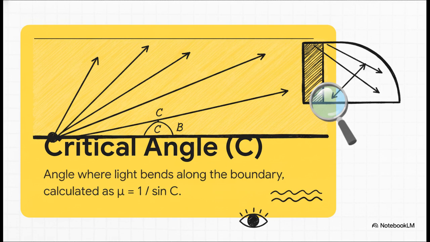This brings us to a super fascinating threshold called the critical angle, or C. This is the exact angle of incidence where light, trying its hardest to escape a dense medium, bends so much that it just travels perfectly parallel, skimming right along the boundary surface. And the math linking our previous section to this one? It's right there. The refractive index, mu, is equal to 1 divided by the sine of the critical angle.